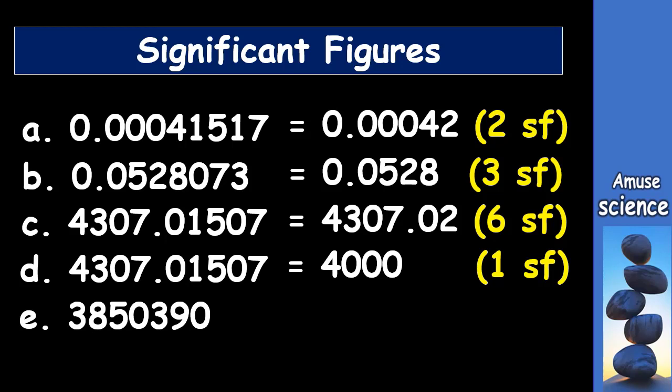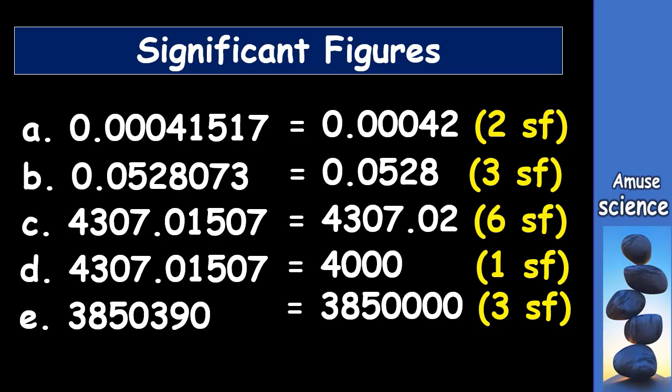3850390. We have to write this in 3 significant figures. So let's consider the first 3 significant figures, which are 3, 8, and 5. So the rest of the figures, 0, 3, 9, 0, you have to convert all of them to zeros. So you are going to get 8350000 as our answer, because we know that trailing zeros are not significant. So there will be only 3 significant figures in our answer, and it doesn't change the original figure so much.